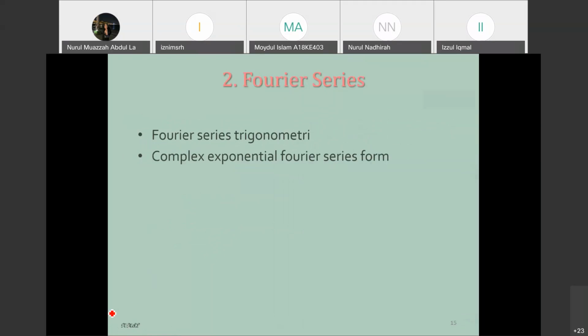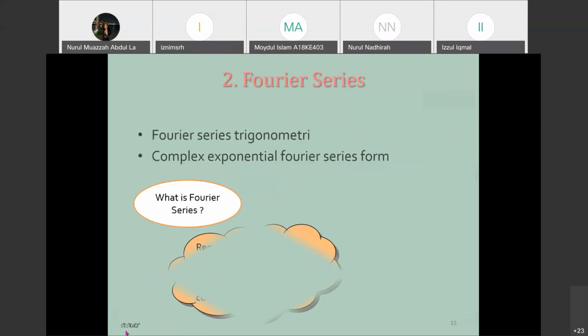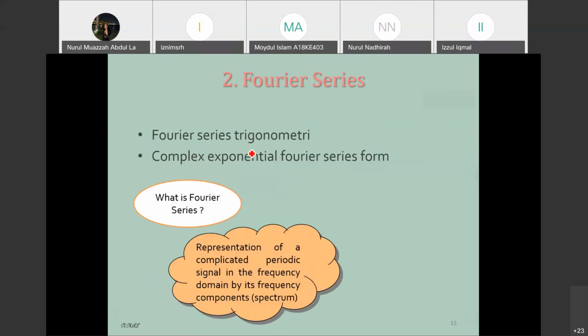Okay, now we go to Fourier series. Fourier series can be represented in terms of Fourier series trigonometry or complex exponential Fourier series form. So remember that these are two forms of Fourier series. The question can ask you to represent Fourier series either in the trigonometry or in the complex exponential Fourier series. Okay, so what is Fourier series?